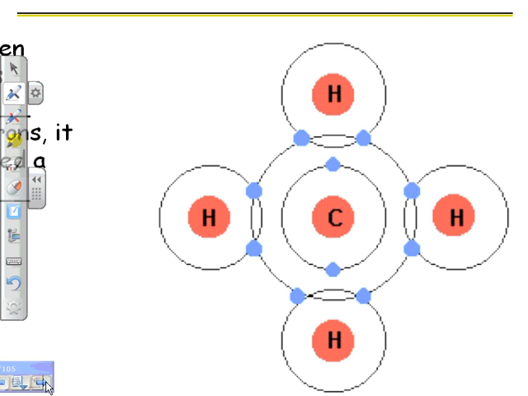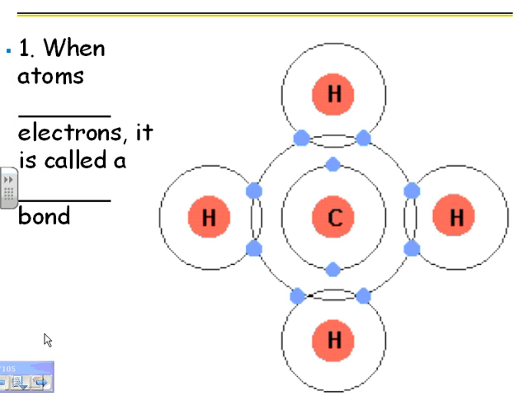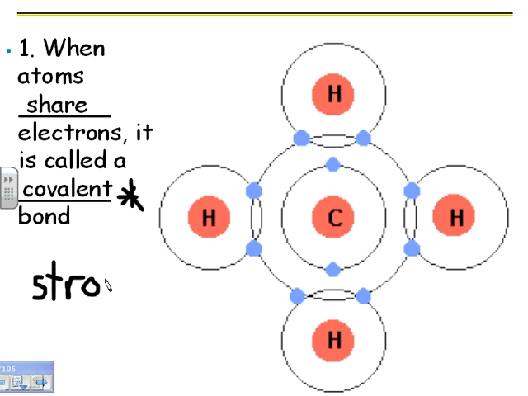Okay, good. When atoms share electrons, it's called a covalent bond. It's really important that you know what a covalent bond is. So it's shared electrons. And this is a very strong bond. So you should write that in your notes. Covalent bonds are very strong compared to the other one that we're going to study, which are hydrogen bonds. So write that in your margin, that covalent bonds are strong.